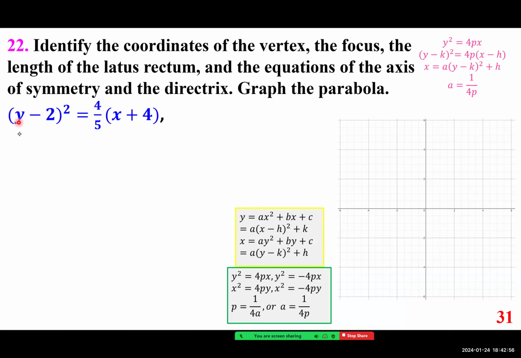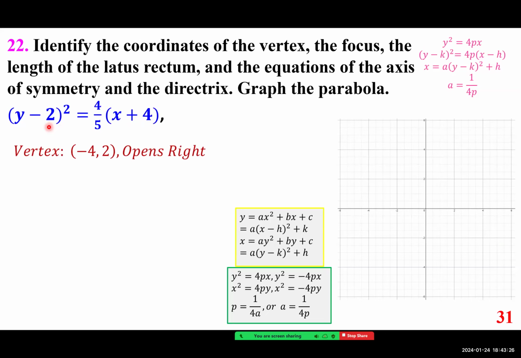This opens right because if you consider x equals y squared, and this is x equals y squared in essence, if you don't regard the vertex, it opens to the right. So you already know it opens to the right, okay? So where is the vertex located? At -4, 2.